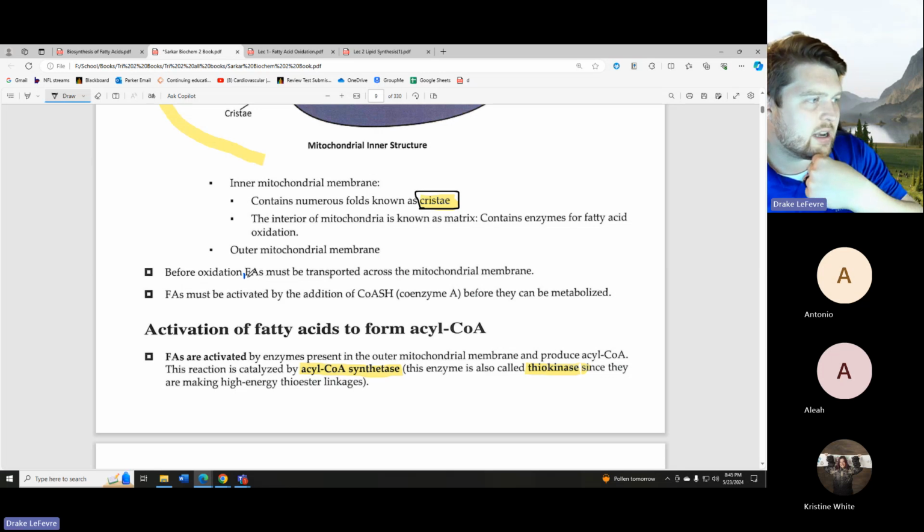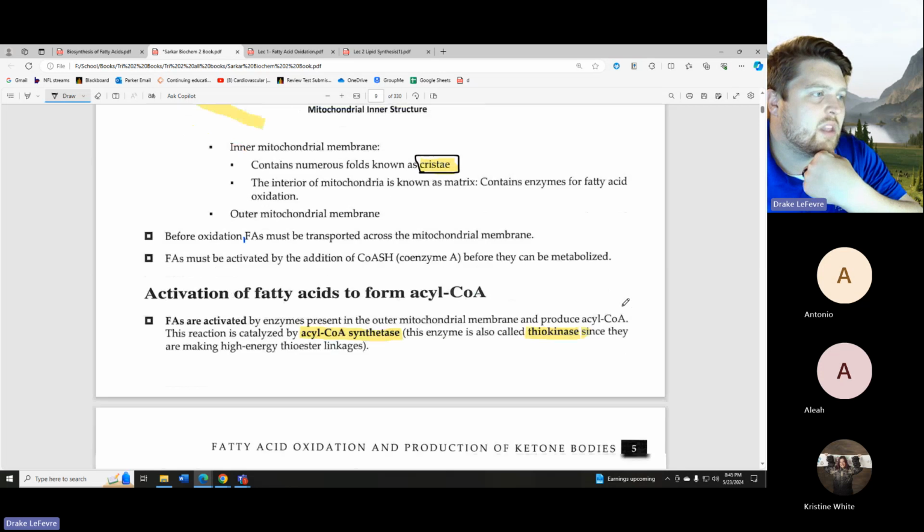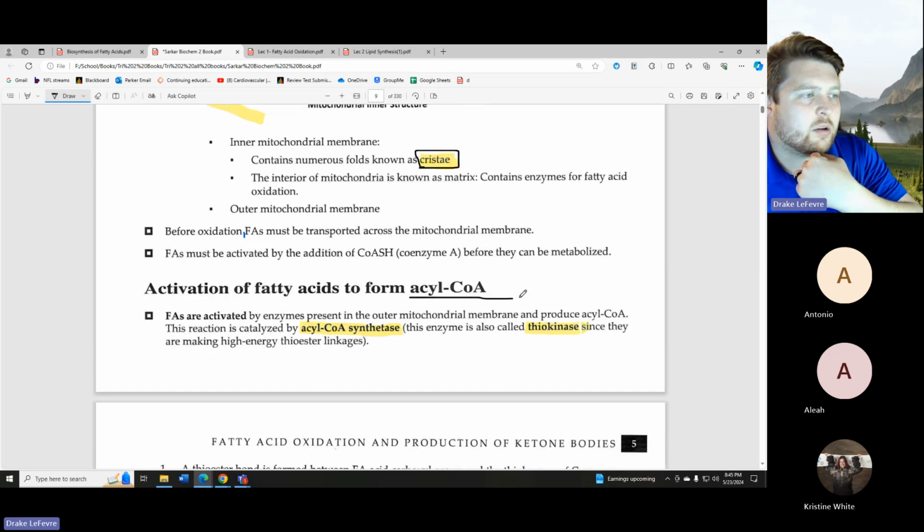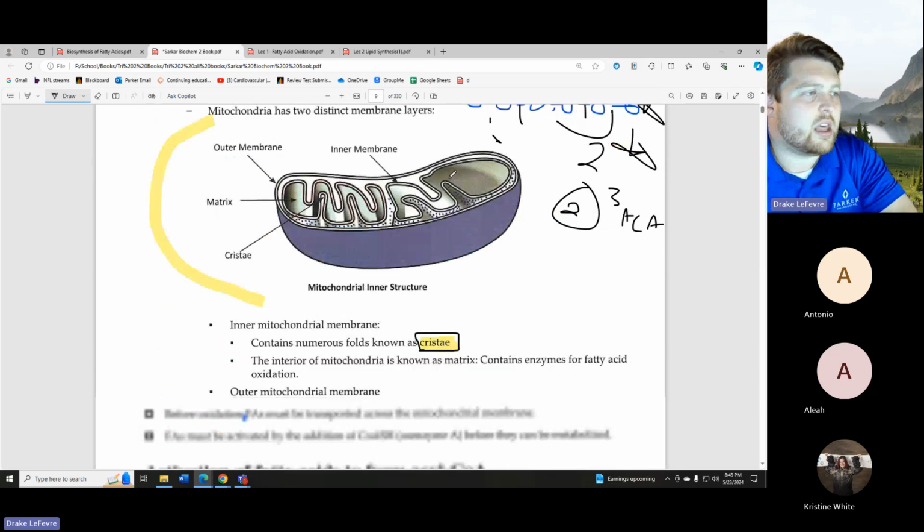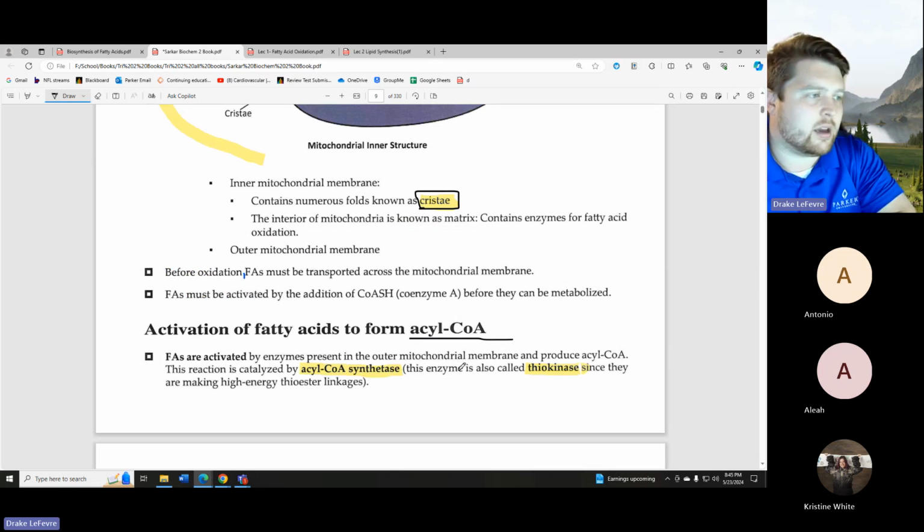So before they're oxidized, the fatty acids must be transported across the mitochondrial membrane, and they must be activated by the addition of the CoASH, or coenzyme A, before they can be metabolized. So this is now our actual form, and we started to talk about it up here. We're going to look at the actual making of acyl-CoA.